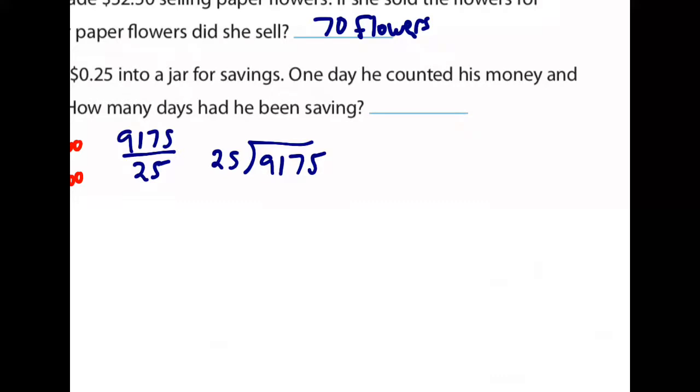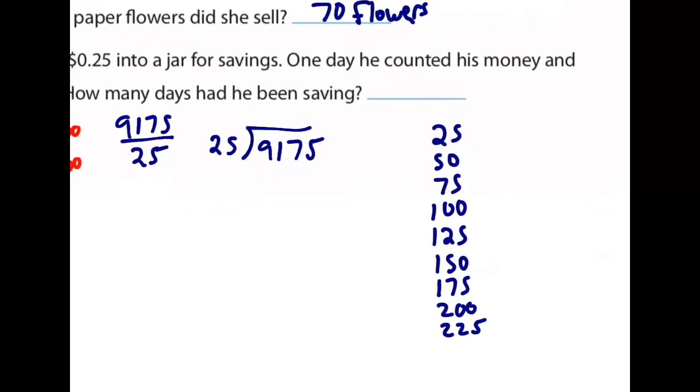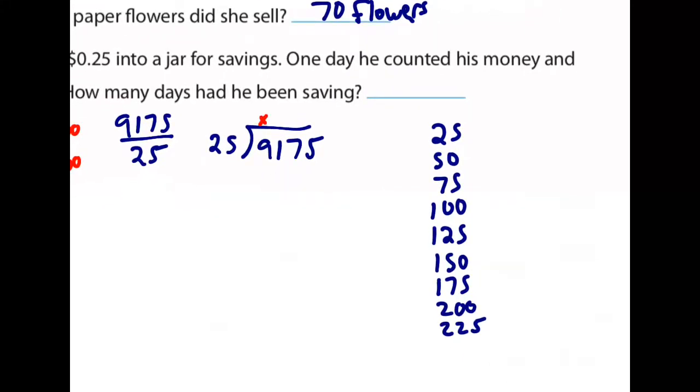Okay, so first thing I'm going to do is get myself a little bit of a counting by 25 list. Counting by 25 is one of my favorite ones to do because you're just counting quarters. 25 cents, 50 cents, 75, $1. All right, are you ready? So 25 does not go into 9, but it does go into the 91, and it goes in 3 times, which is 75. So when I subtract, I get 16. Bring down the 7.